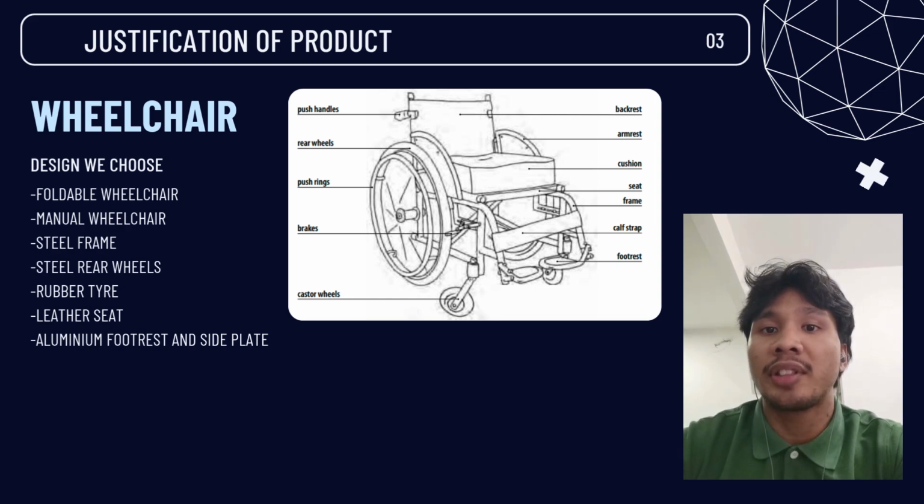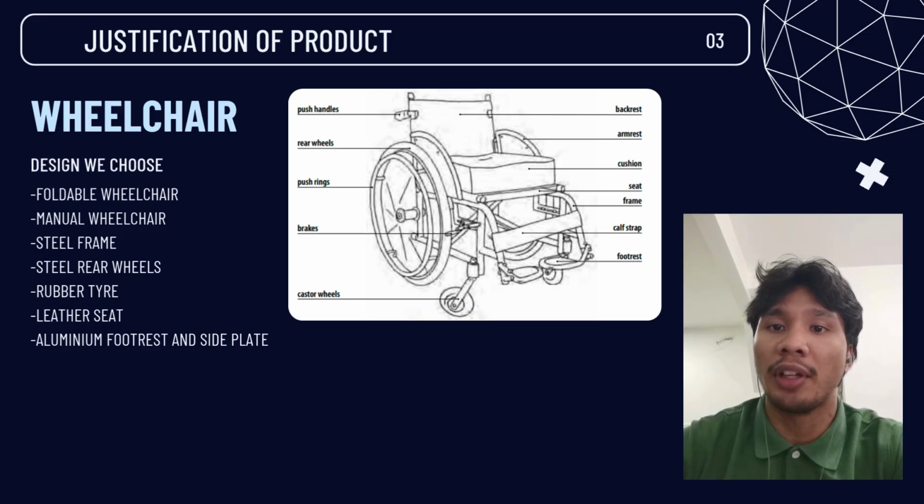Another important justification is simplicity and durability. The typical manual wheelchair is designed with durable materials like lightweight steel or aluminium, making it strong enough for daily use while still being easy to fold and transport. This is very convenient for users who need mobility both indoors and outdoors.